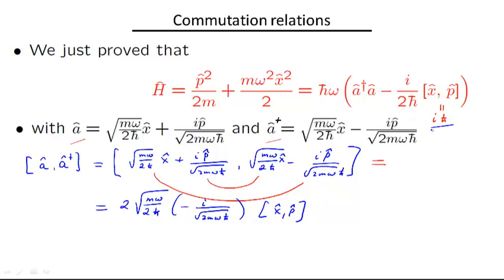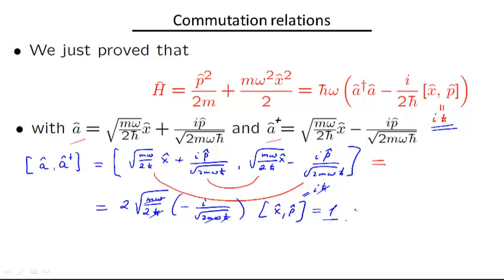But this is something we know, we just calculated it. This is the commutation relation of position and momentum, and it's equal to i h bar. And so indeed, if we put everything together, we will see that m and omega cancel here, h bar and h bar under the square root cancel here. So i times minus i gives us 1, and 2 over 2 is equal to 1. So all in all, it's equal to 1 as advertised.